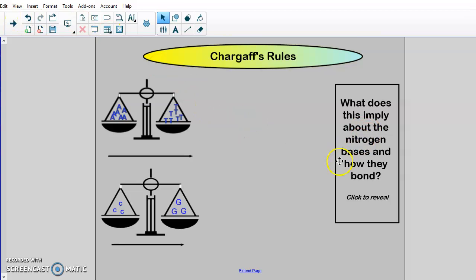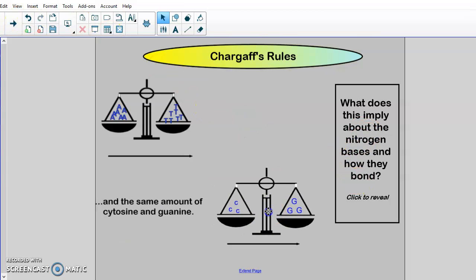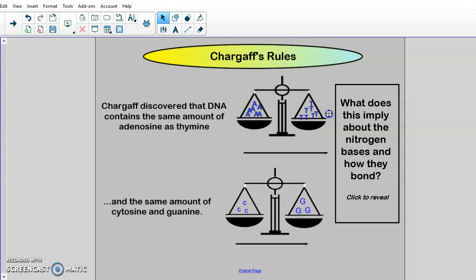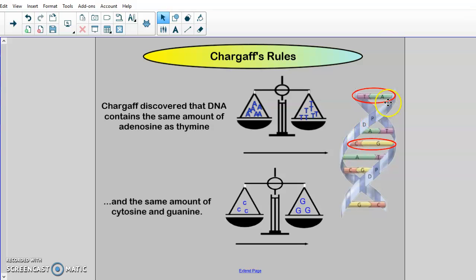So Chargaff's rules, we kind of just talked about this, but in DNA, Chargaff was the guy who discovered that all DNA contains the same amounts of adenosine as thymine and the same amounts of cytosine as guanine. So there's always the same amount of A's as T's and C's as G's. What that means is A always bonds with T and C always bonds with G. So if you have an A, there's going to be a T, there's a T, there's going to be an A, so on and so forth.